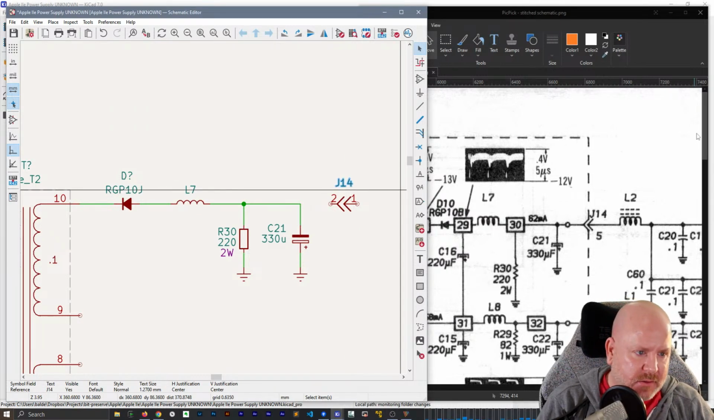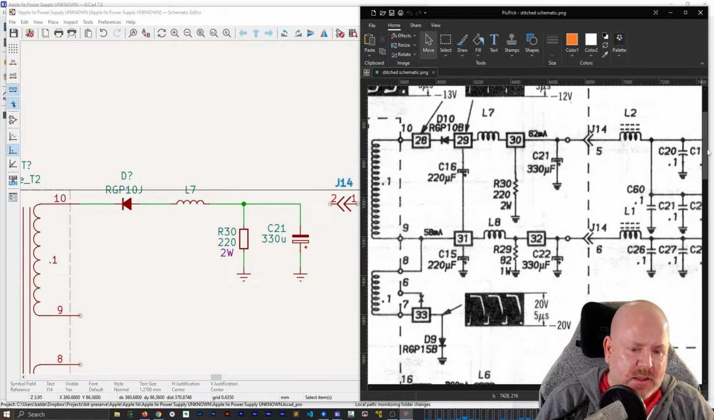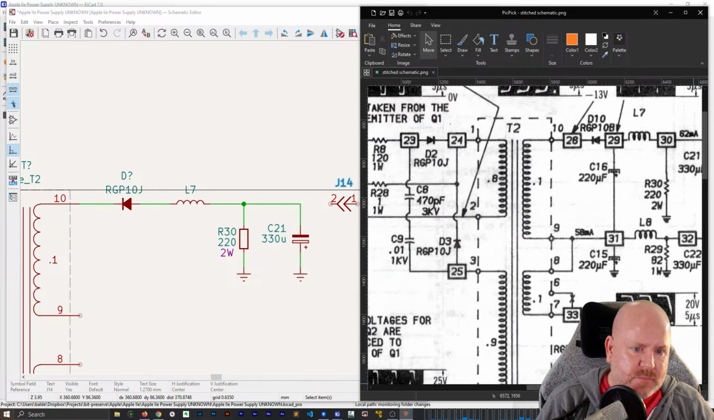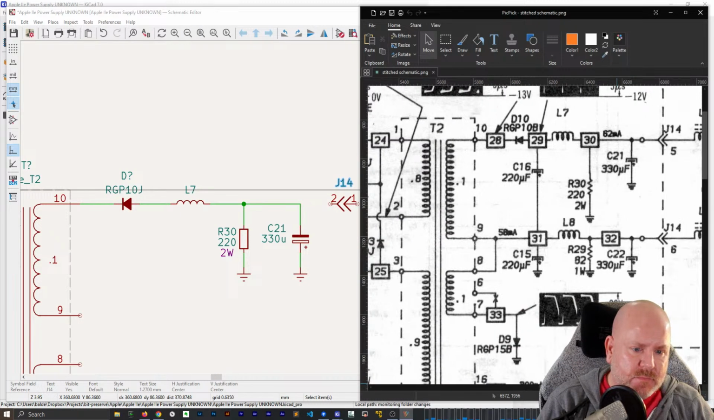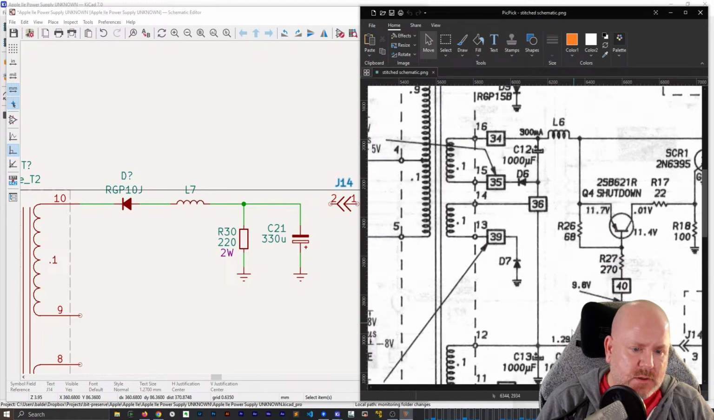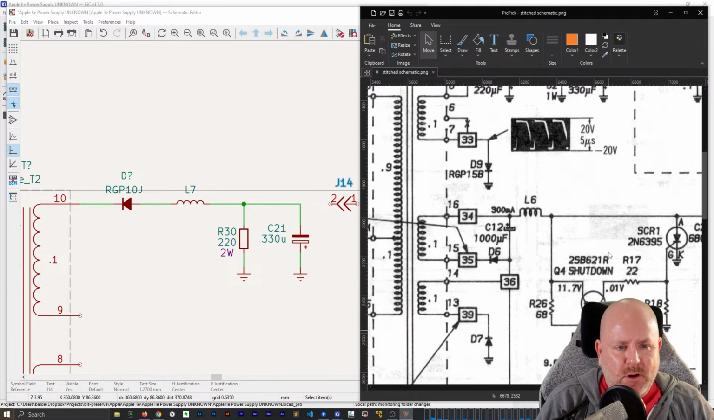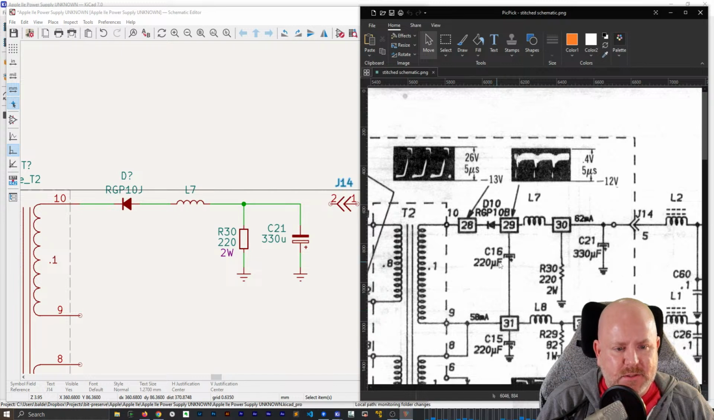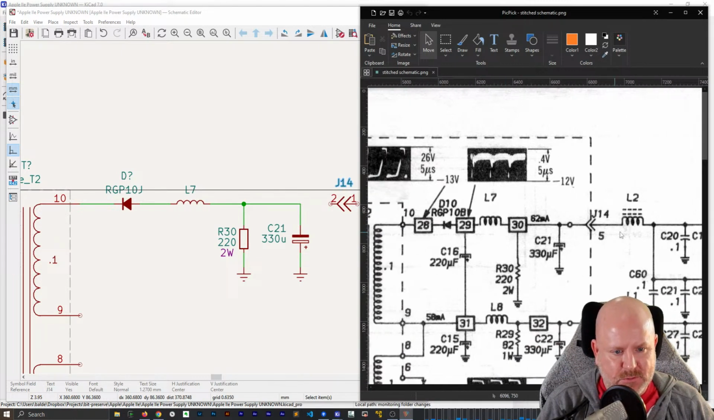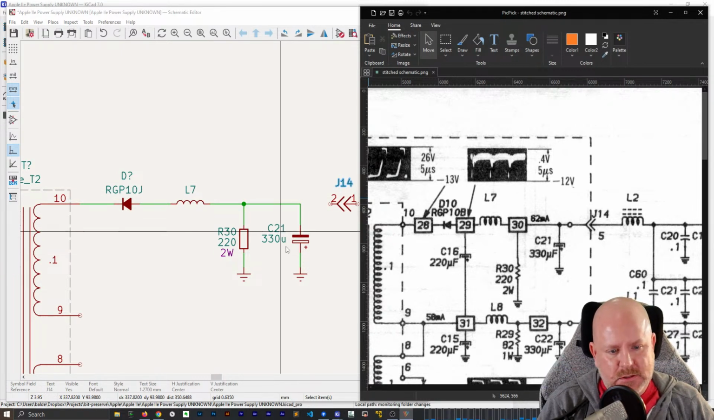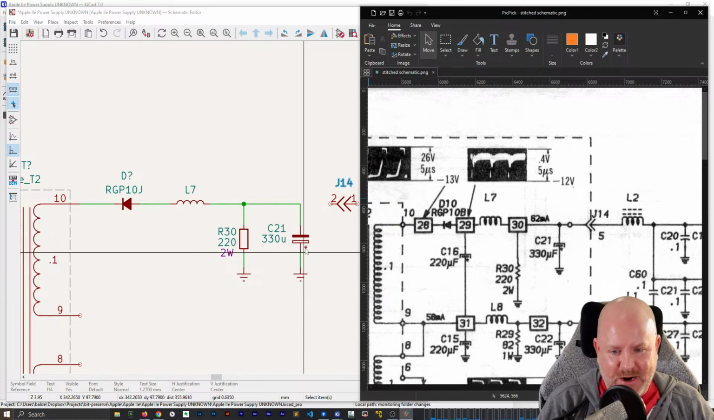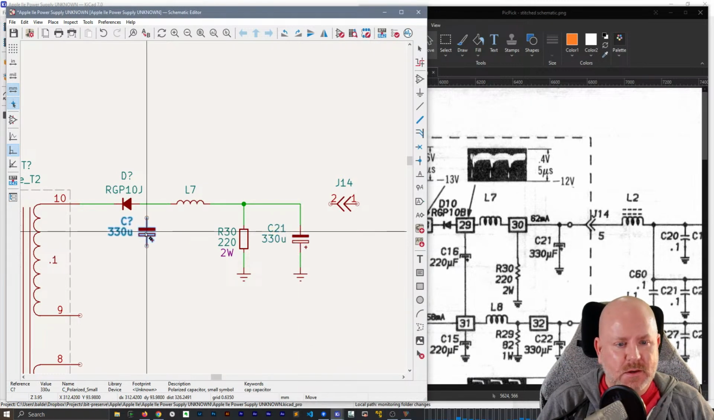Flyback, yeah. I think I was thrown off because I thought that this was a positive rail and I wasn't paying attention to what was going on. That's all. Somehow I got distracted. I don't know how.